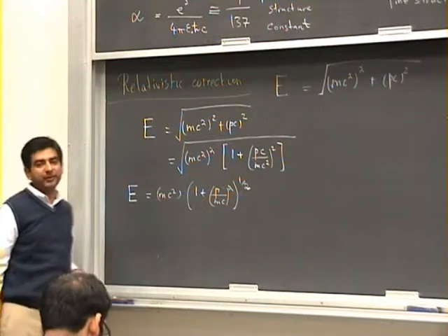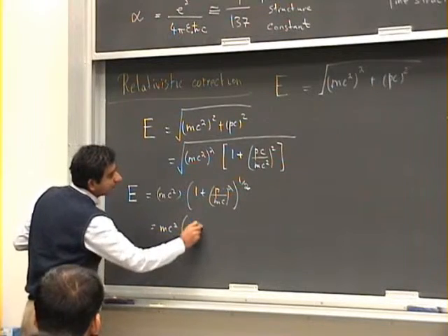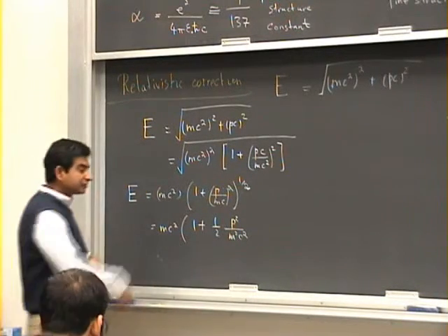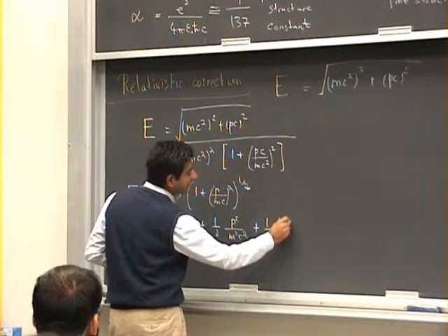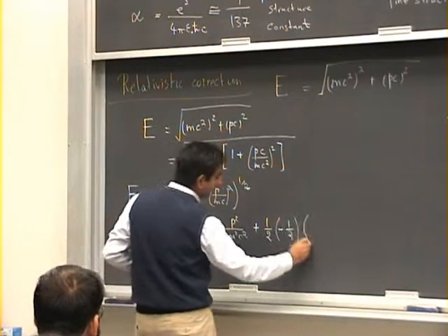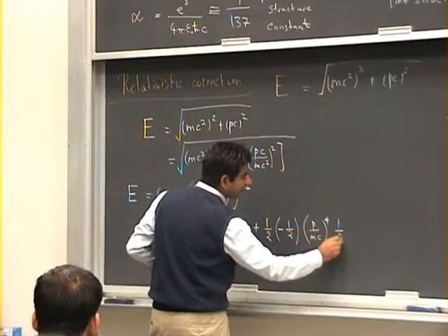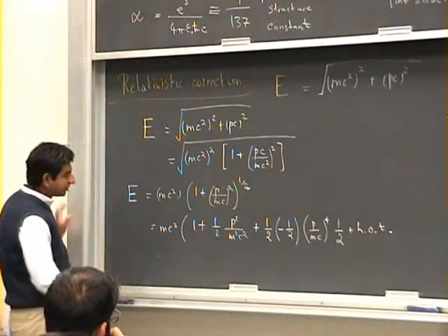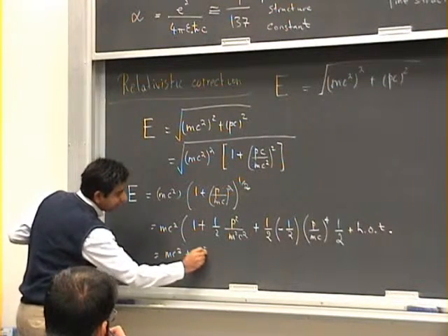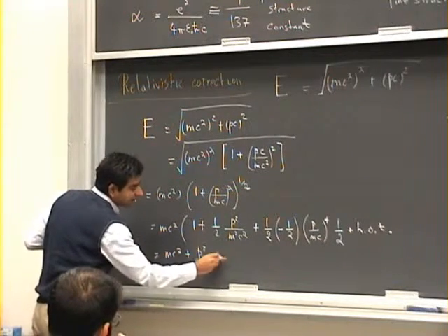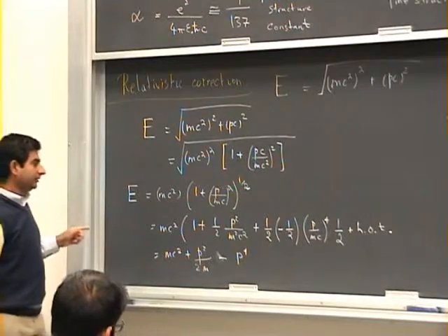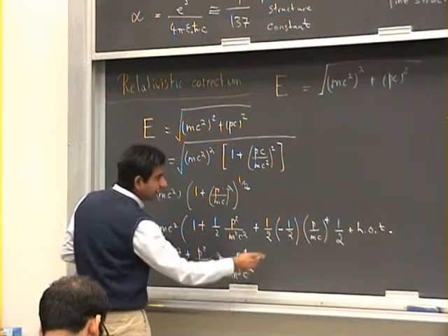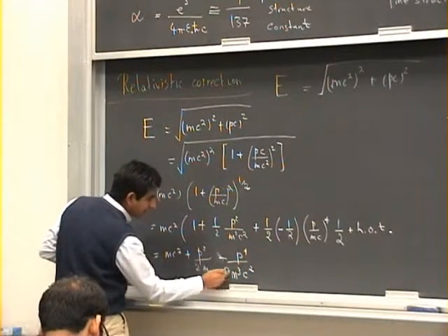Now let's expand this binomial. This will become mc squared times 1 plus half p squared over m squared c squared plus, let's look at another term. Half minus 1 is minus half. The square of this becomes p over mc raised to the power 4, times 1 over 2, plus additional higher order terms. So this is just a binomial expansion. This becomes mc squared plus p squared over 2m minus p to the fourth over 8 m cubed c squared, plus higher order terms.